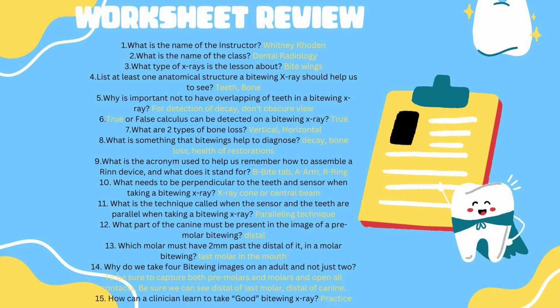And number 5, why is it important not to have overlapping of the teeth in a bite wing x-ray? Well, for detection of decay was the main reason we really talked about. And then just to not obscure the view. So if we're trying to detect a cavity and there is an overlap, it's really hard to determine 100% that it's a cavity because the view is obscured.